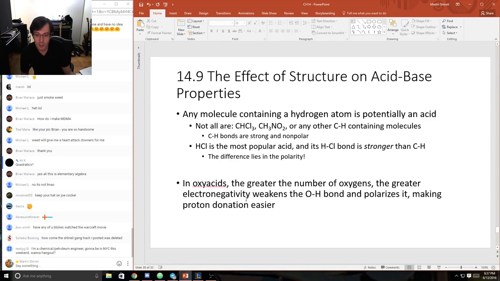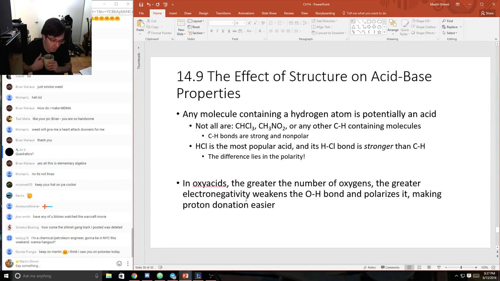All right. In oxyacids, we have another interesting governing dynamic. The more oxygens, the more electronegative, and the more it destabilizes the OH bond, and the more easily that proton jumps out. And that's an interesting idea, and I would encourage you to spend some time thinking about why, if you have HClO4, HClO3, HClO2, and just HClO, you get stronger and stronger acids the more oxygens you have. And I think you'll see how it makes sense.